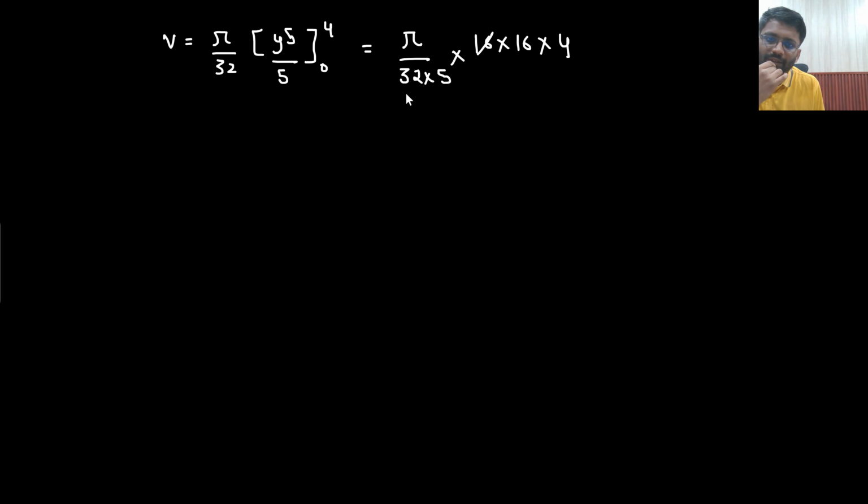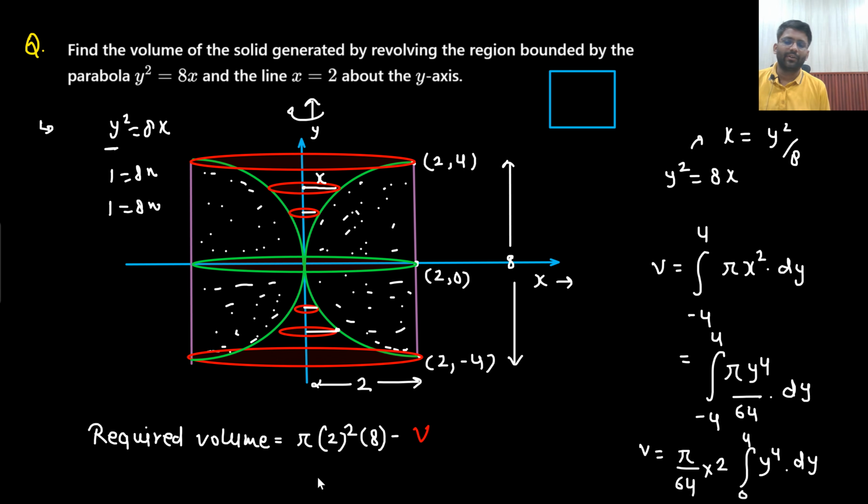Pi by 32, y to the power 5 divided by 5, from 0 to 4 only. What you are getting? Pi by 32 into 5, into 16 into 16 into 4. So 16 into 2. This will be 32 pi by 5 unit cube. So volume V is 32 pi by 5 unit cube.